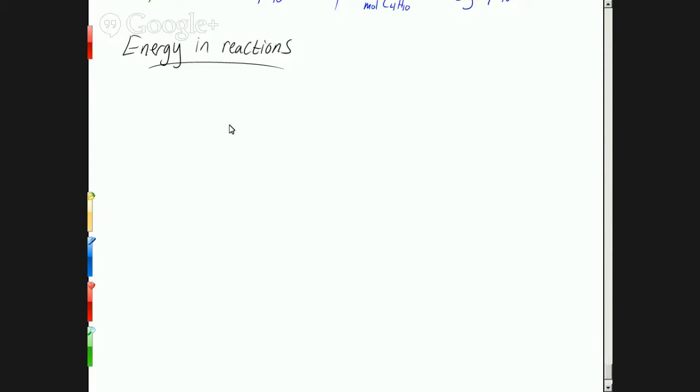Right, so we could also talk about the energy. Some reactions, if you remember back to our chapter on energy, we talked about exothermic versus endothermic reactions.